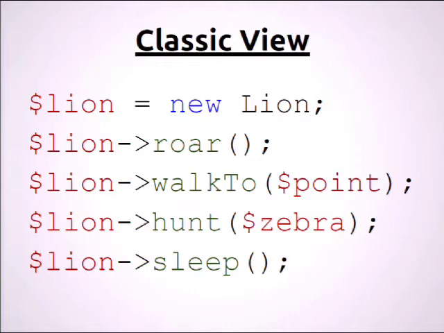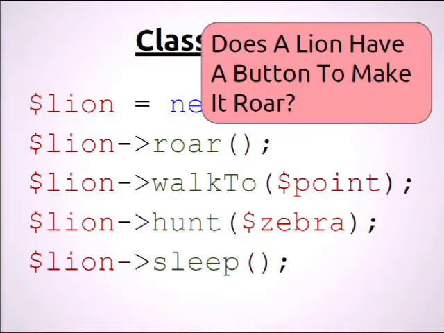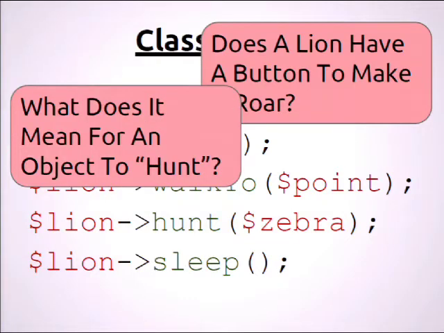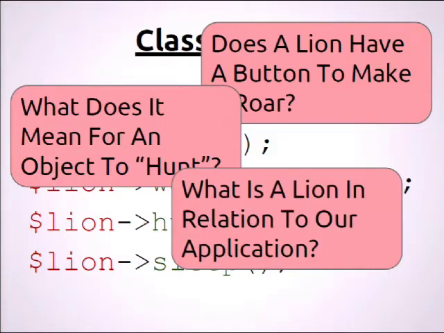I have no idea. Okay, what does it mean to make a lion roar? Is there some magic button somewhere on the lion where if I press it in just the right way, he'll start roaring? What does it mean for an object to hunt? We can probably come up with a scenario where this exact code would make perfect sense, but by itself, it makes absolutely zero. Because we don't know what a lion is in relation to our application. You need to understand the entire application in order to understand this line and this little piece of code.